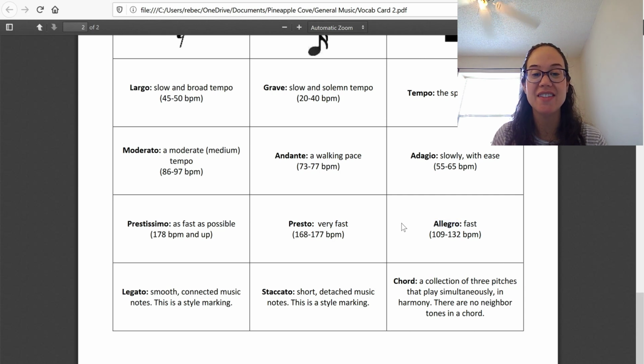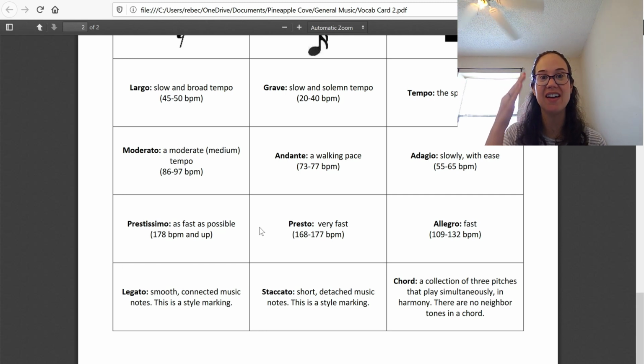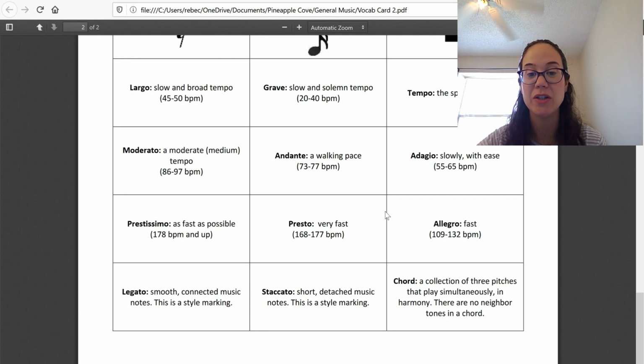Allegro means fast, but very fast is called presto. I think it's the trick that we pair fast and very fast in our heads, which means we're talking about allegro and presto. But the vocabulary terms presto and prestissimo are paired in the Italian. Fast is allegro, very fast is presto, and prestissimo is going to be defined as fast as possible. However fast you can go.